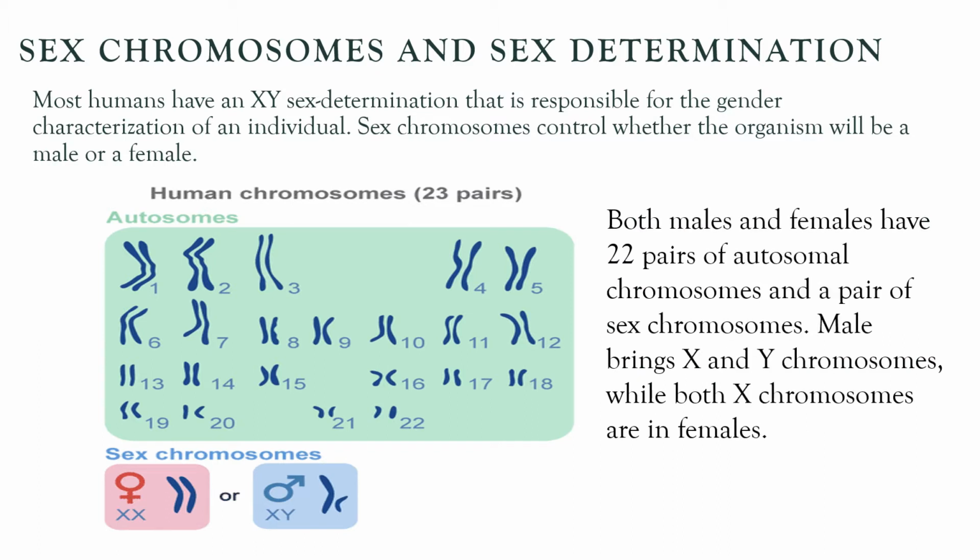Both males and females have 22 pairs of autosomal chromosomes and a pair of sex chromosomes. Male carries X and Y chromosomes, while both are X chromosomes in female. Humans have 23 pairs of chromosomes, but the 22 pairs are what we call the autosomes or the body chromosomes, while the 23rd pair is what we call the sex chromosomes. The sex chromosomes determine the sex of a certain individual. In female, their 23rd pair of chromosomes is XX, while in male, their 23rd pair is XY.